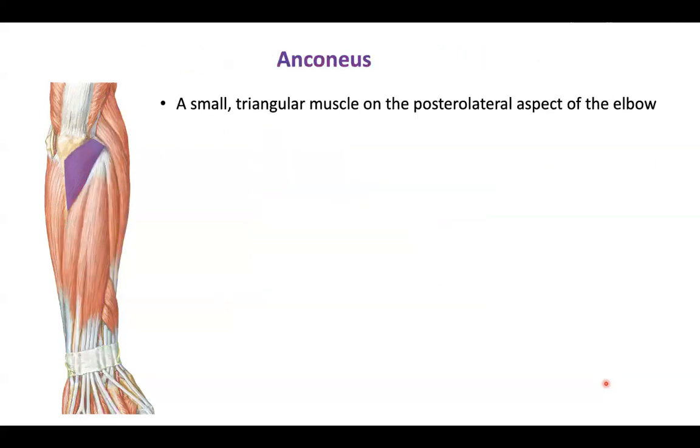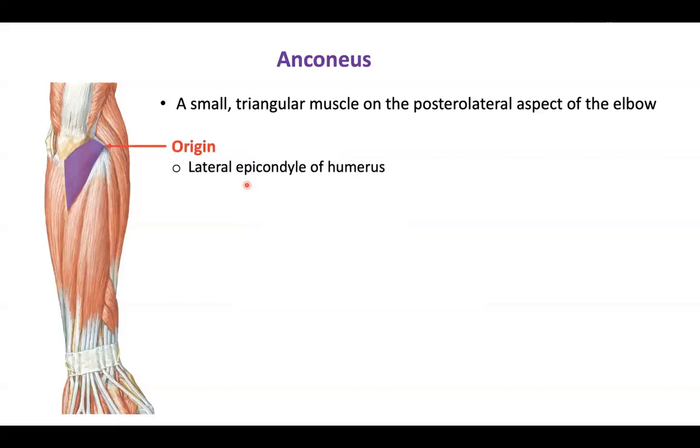Now let's see the muscles one by one. Let's start with the anconeus muscle. It's a small and triangular muscle, and it lies at the transition of arm and forearm. Some anatomy books consider anconeus as part of the arm, and some consider it as part of the forearm. So it's at the transition of arm and forearm.